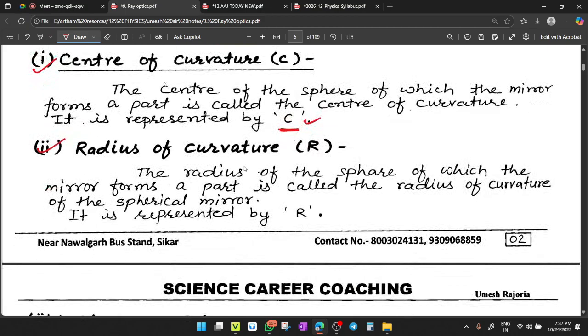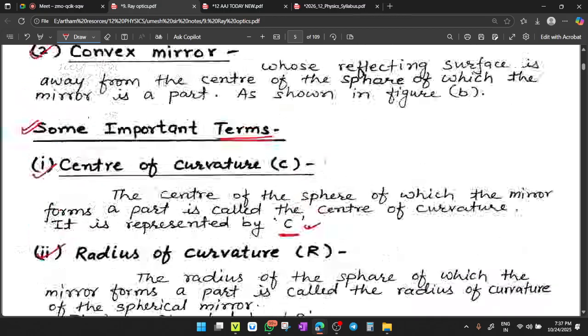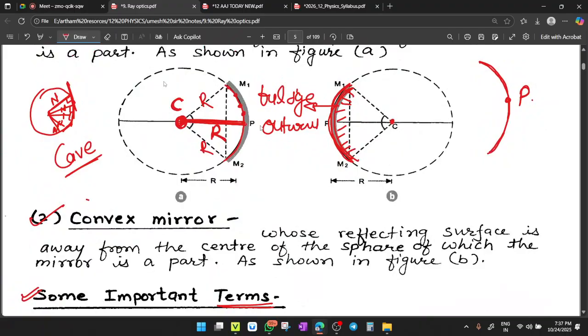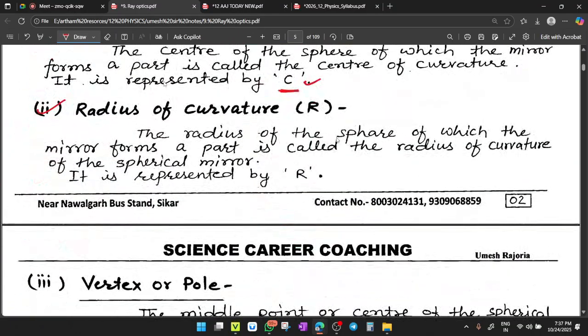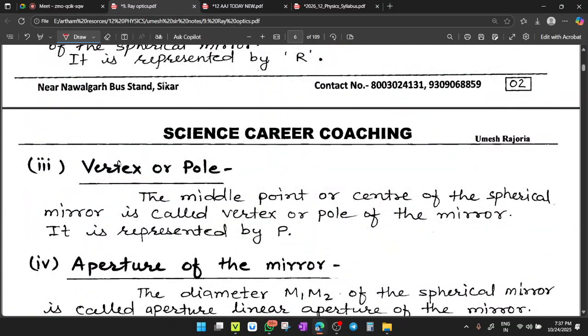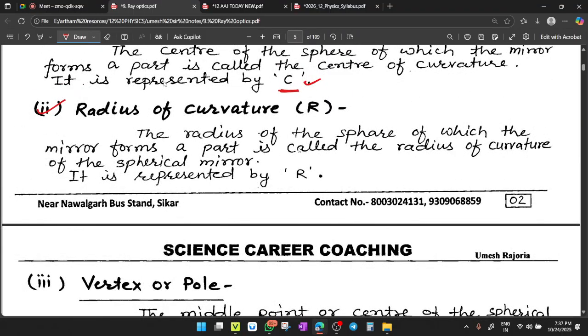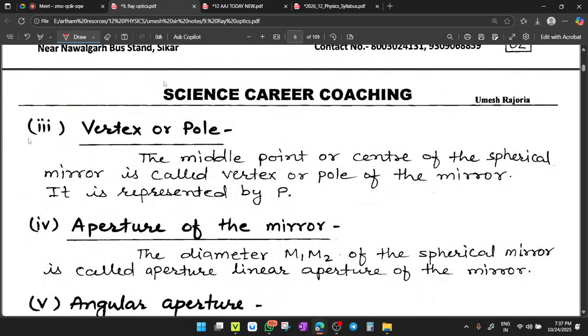Second is radius of curvature. The radius of the sphere of which the mirror forms a part is called the radius of curvature of the spherical mirror. It is represented by R. Radius of the same sphere is called the radius of curvature. Clear? The radius of the sphere of which the mirror forms a part is called the radius of curvature of the spherical mirror. It is represented by R.